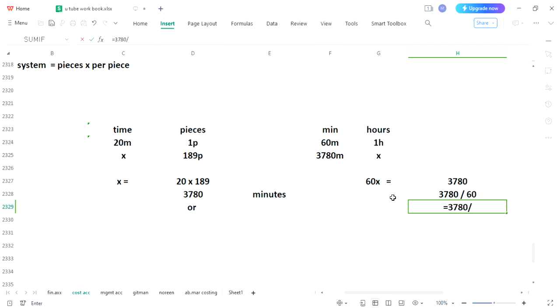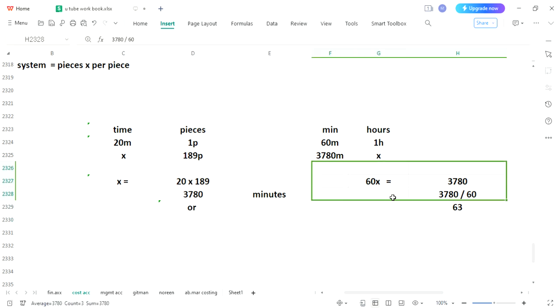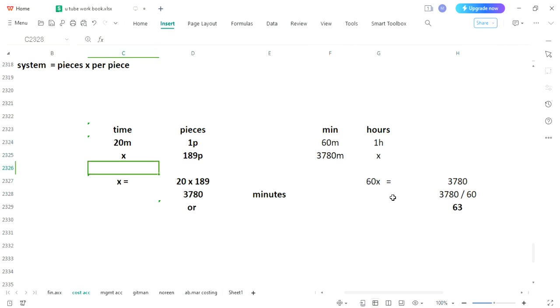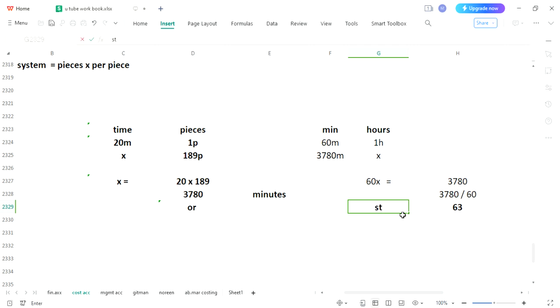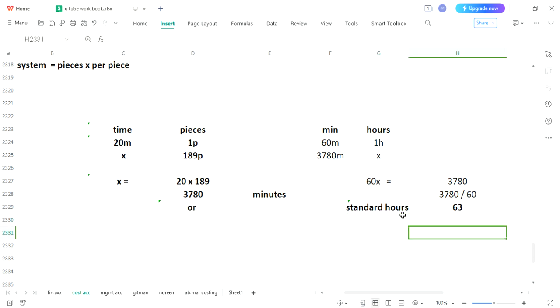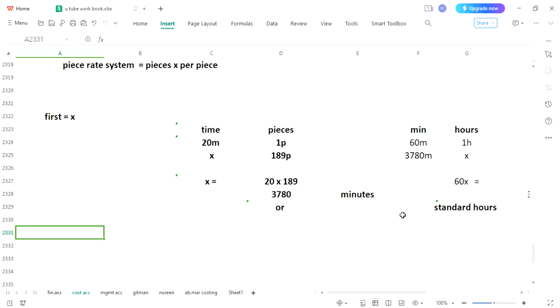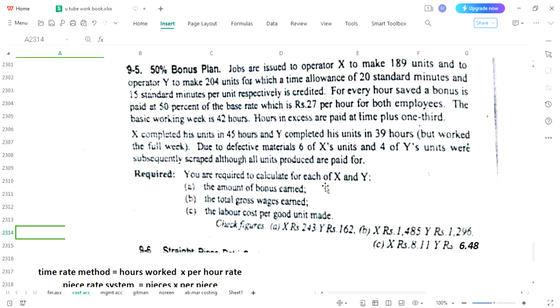3780 divided by 60. So we have got our amount. In this way our first required calculation has been completed. This is what we have calculated: hours, or the better word, standard hours. For X, standard hours are 63. Now let's go back and see what else is required from us.